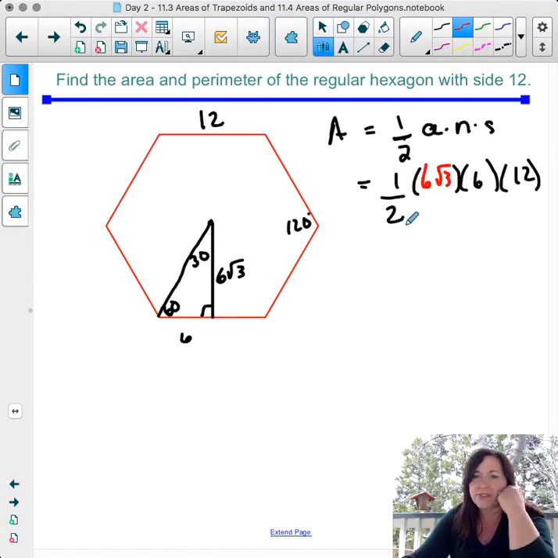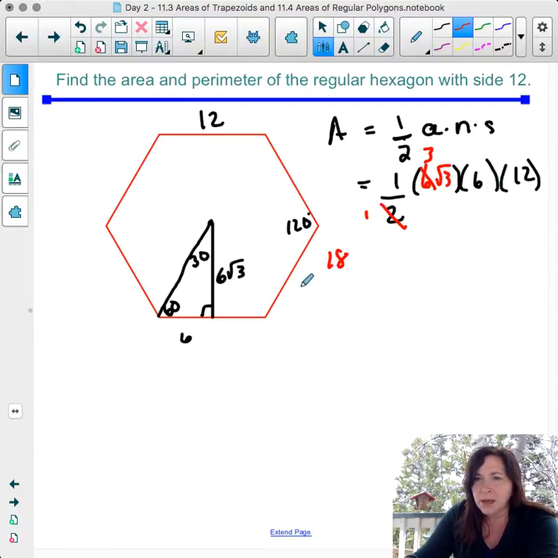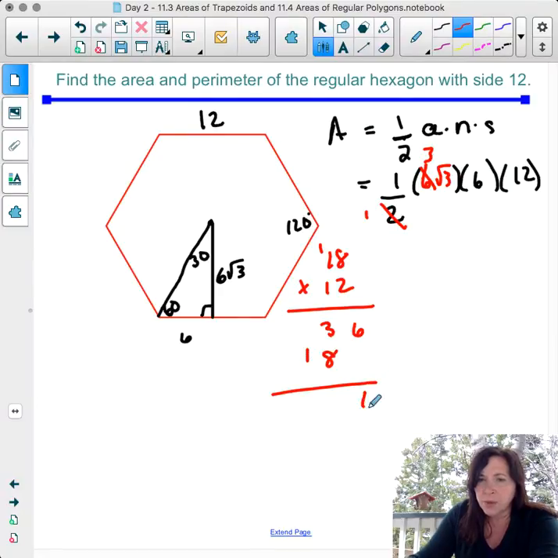So we're going to take this 2, and this 2 divides into one of these numbers. So I'm going to go 2 into this 6, and that's going to be 3 root 3. So we have 3 times 6, which is 18. And then I have 18 times 12. What is 18 times 12? That's 216. So my area of the hexagon is going to be 216 root 3 units squared.